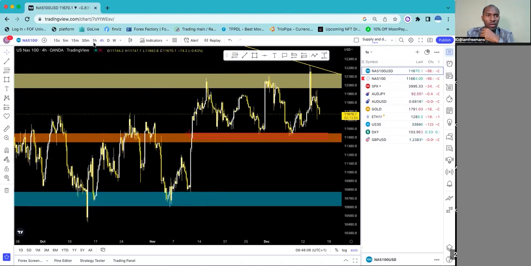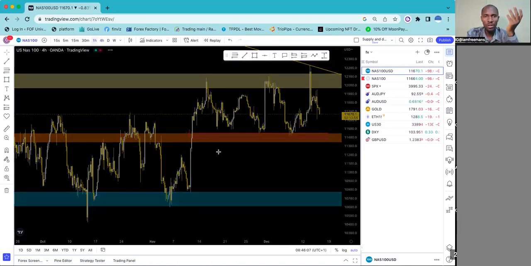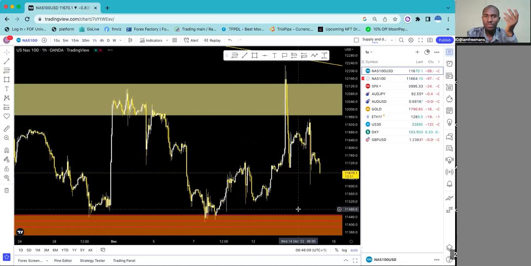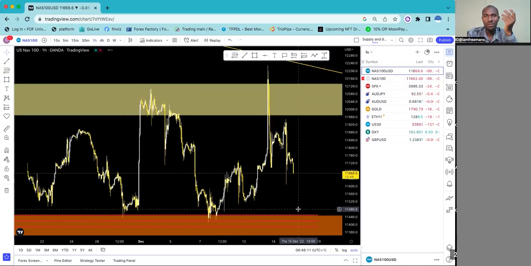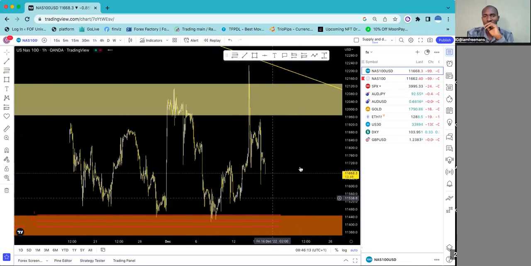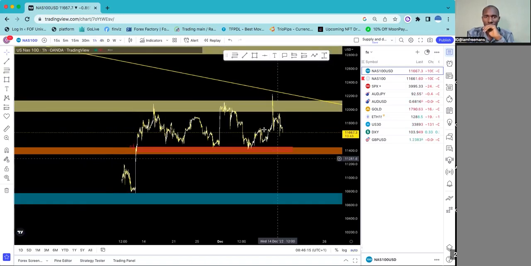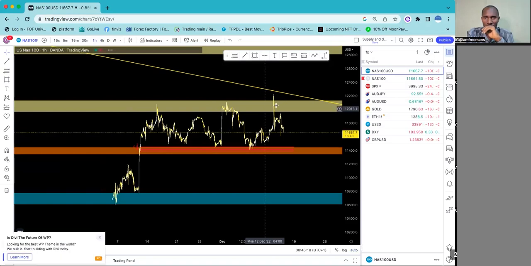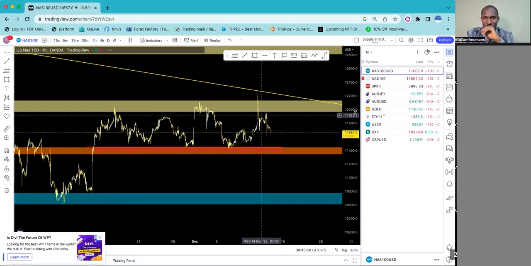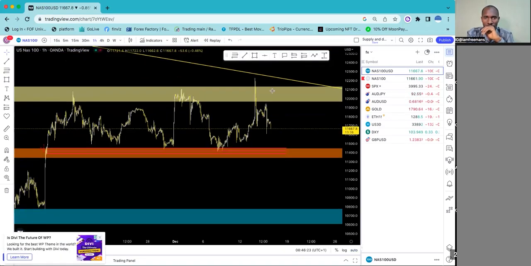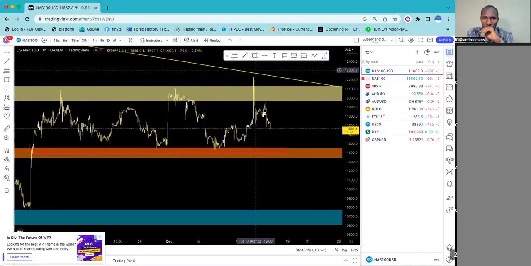Now, if you go to your 1 hour time frame, the same thing is happening. Key levels being respected. Of course, you know that this key level was respected. How did you know that this one in front was respected? It broke and closed below.